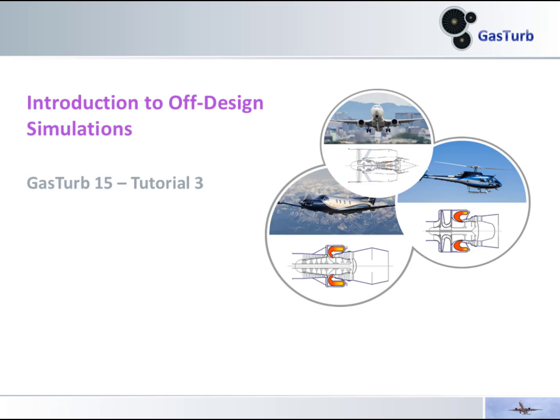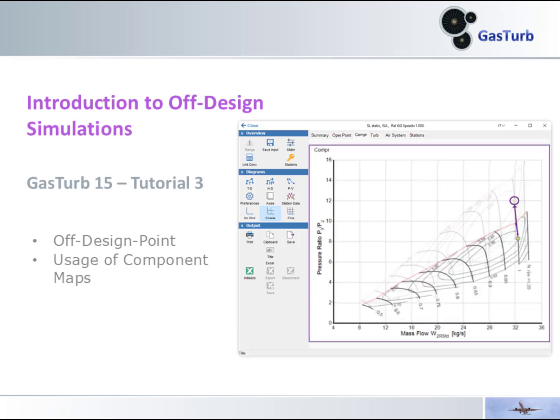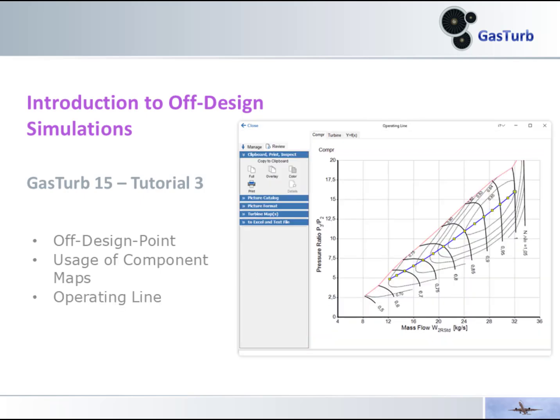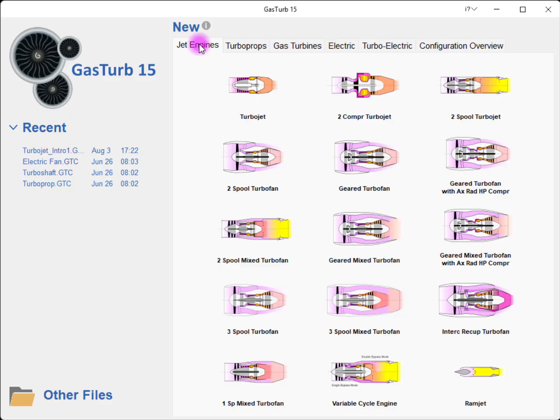We will start with calculating a single off-design point of a turbojet engine. Then we will examine how GasTurb uses component maps to calculate the off-design behavior. We will calculate the engine operating line and, in addition, simulate a handling bleed that improves the compressor part load behavior. For this tutorial, we will use a simple turbojet engine.